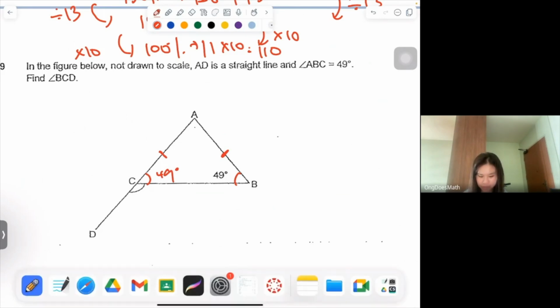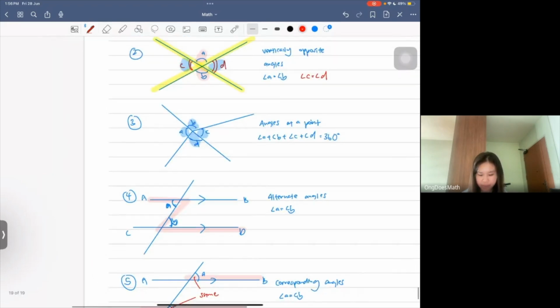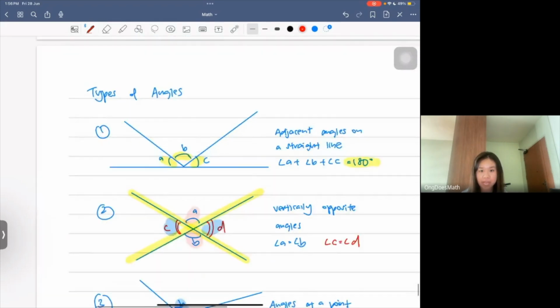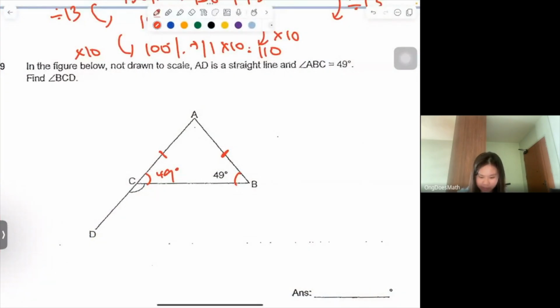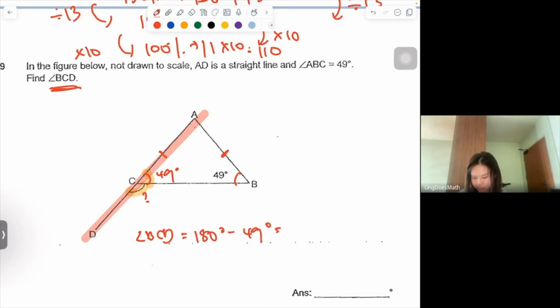Very good. So now we just have to think of the properties of angles. We'll go back to that page. What property can we use? We can use the first one over here: adjacent angles on a straight line add up to 180. If you go back, this is a straight line itself, which means that this angle plus this angle will give you 180. To find this question mark, which is angle BCD, which is what we want, you just have to take 180 degrees minus 49 degrees. That should give you 131 degrees. Adjacent angles on a straight line add up to 180. So the answer is 131 degrees.